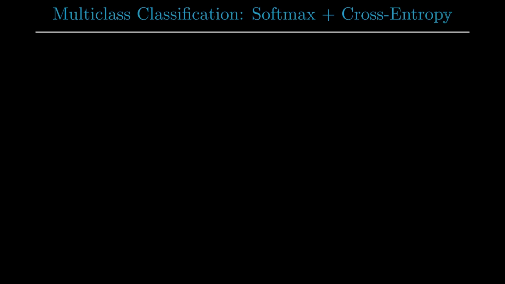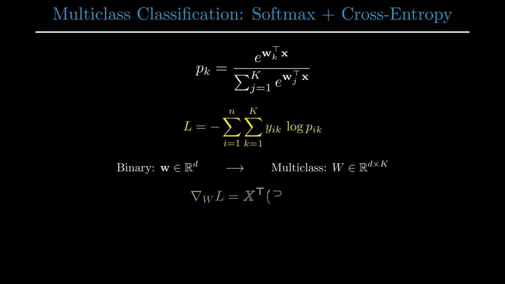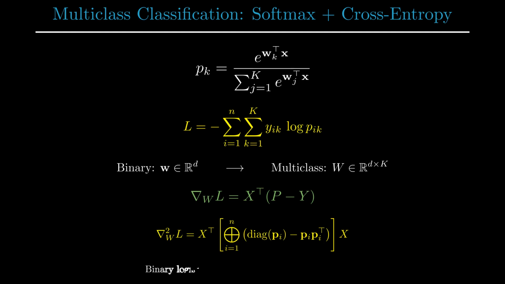Logistic regression naturally extends from two classes to many classes. Instead of a sigmoid, we use the softmax to produce probabilities over all classes. Training uses multi-class cross-entropy over these probabilities. The weight vector now becomes a weight matrix, one column per class. The gradient keeps the same structure, data times prediction error. Even the Hessian has a similar block structure based on these probabilities. And the binary case is simply the special case where the number of classes is 2.